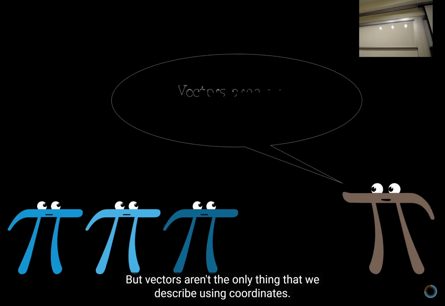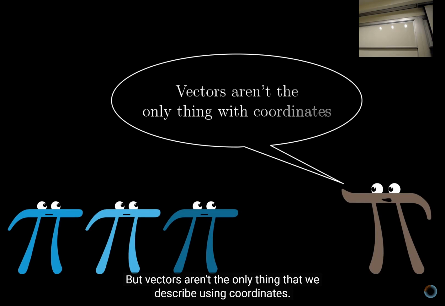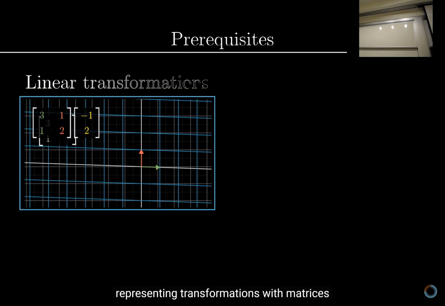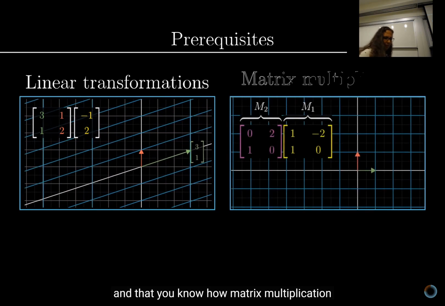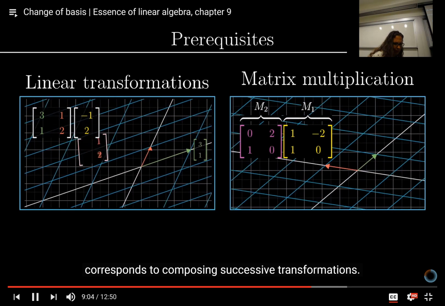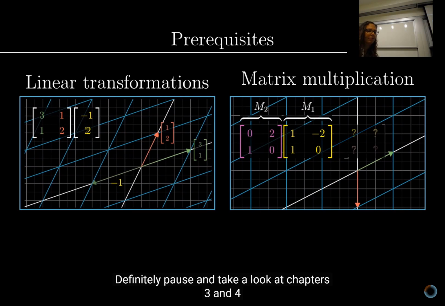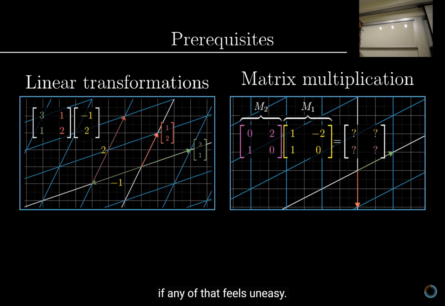But vectors aren't the only thing that we describe using coordinates. For this next part, it's important that you're all comfortable representing transformations with matrices, and that you know how matrix multiplication corresponds to composing successive transformations. Definitely pause and take a look at chapters 3 and 4 if any of that feels uneasy.